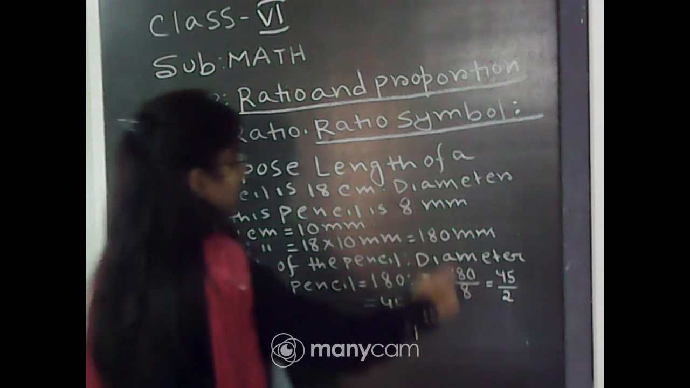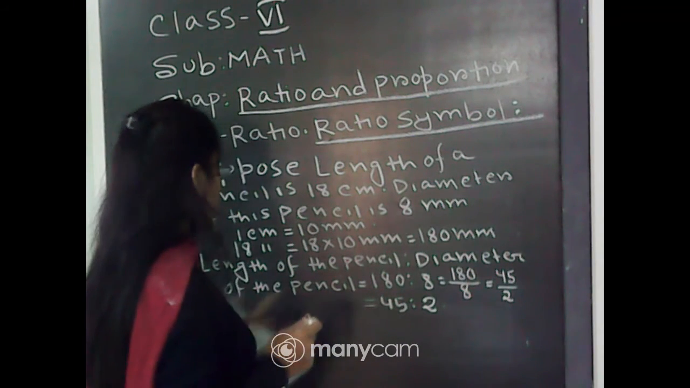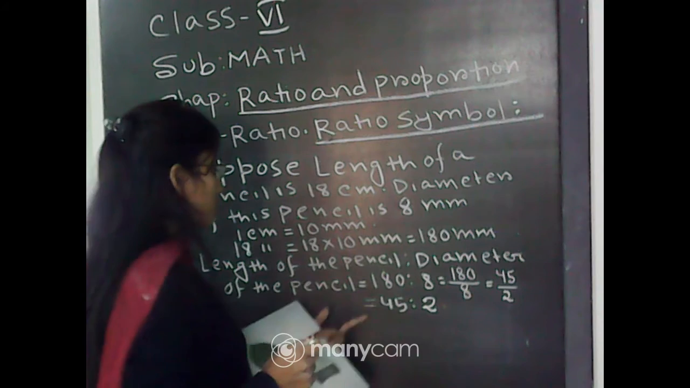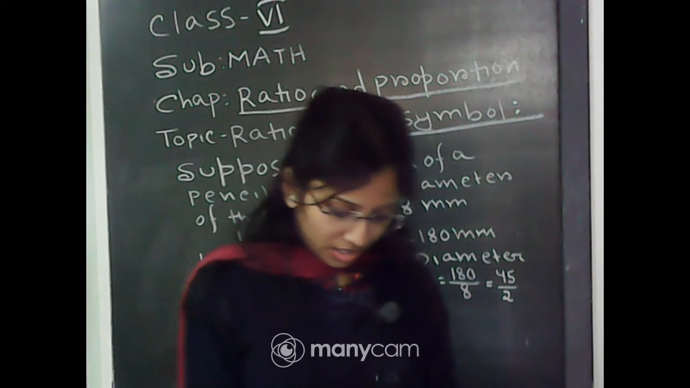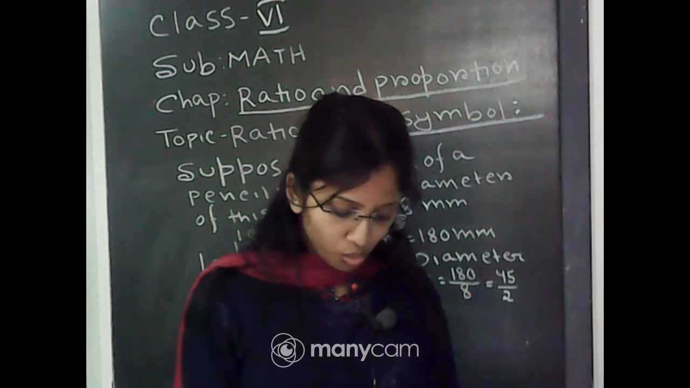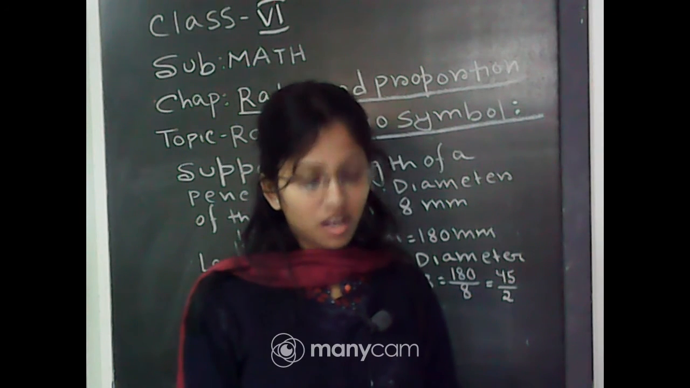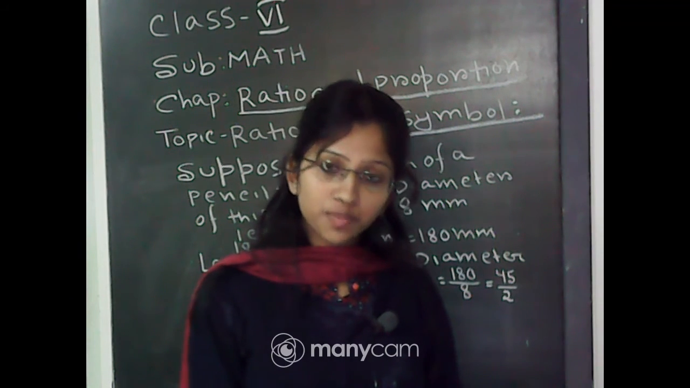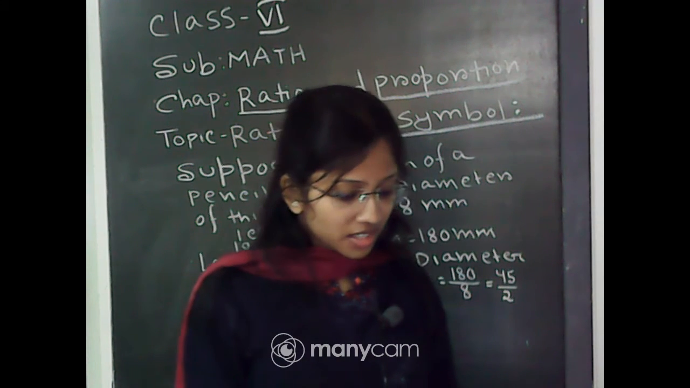So, for comparison by ratio, the two quantities must be in the same unit, and if they are not, they should be expressed in the same unit before the ratio is taken.